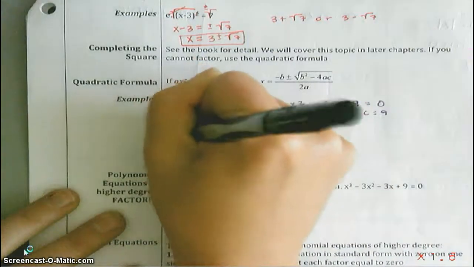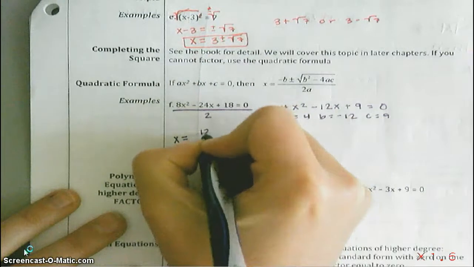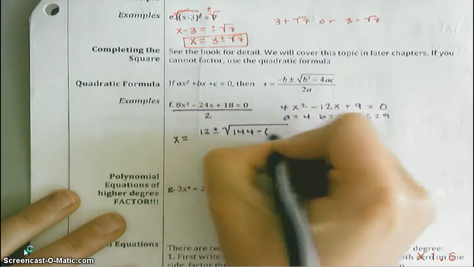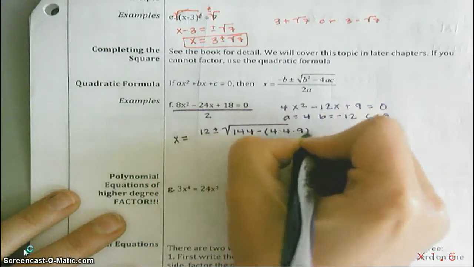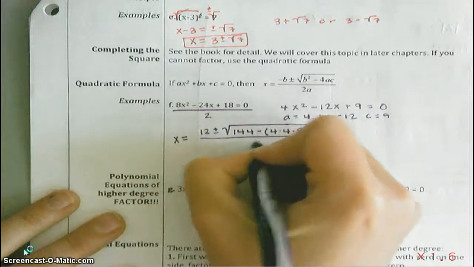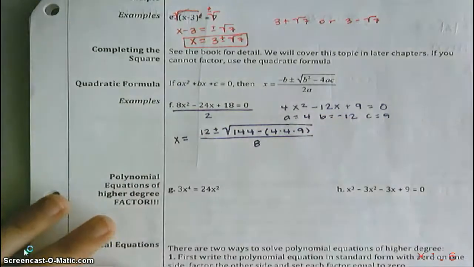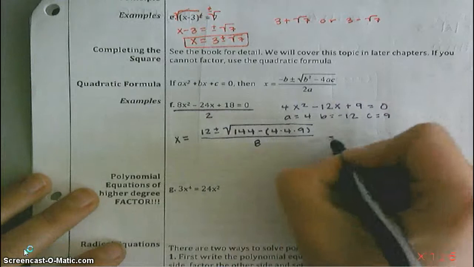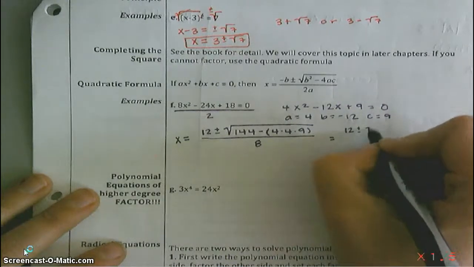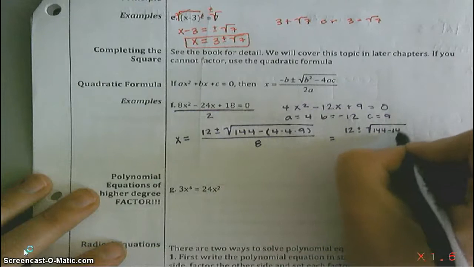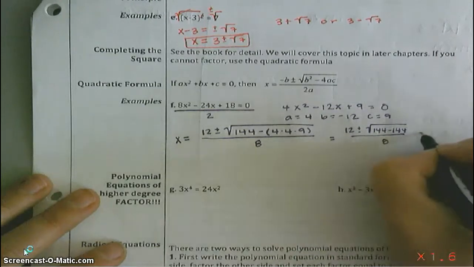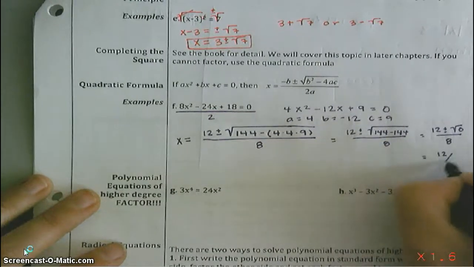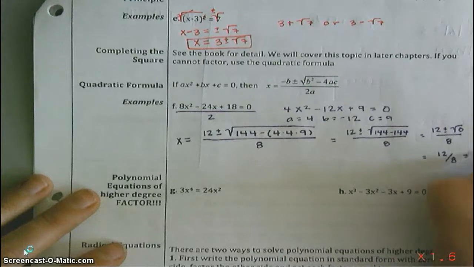So we're going to have x equals -b, so that's going to be positive 12, plus or minus the square root of b squared, which is 144, minus 4ac, 4 times 4 times 9, all over 2a, all over 2 times 4 is 8. 4 times 4 times 9 is actually 144. So you're going to get 12 plus or minus the square root of 144 minus 144 over 8, which is 12 plus or minus the square root of 0 over 8. So 12 over 8. Normally this will yield 2 answers, which is 3/2.